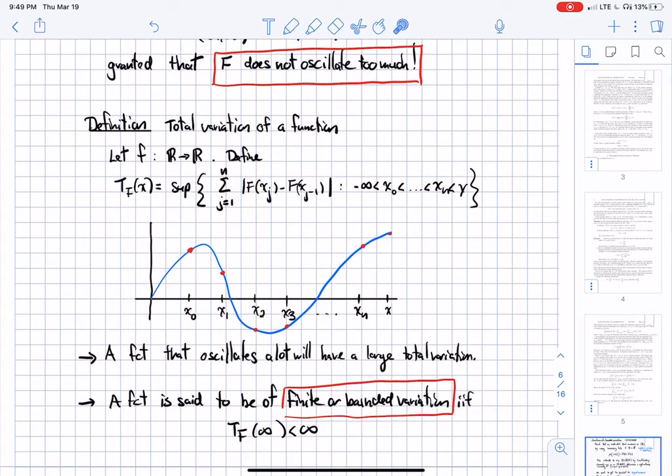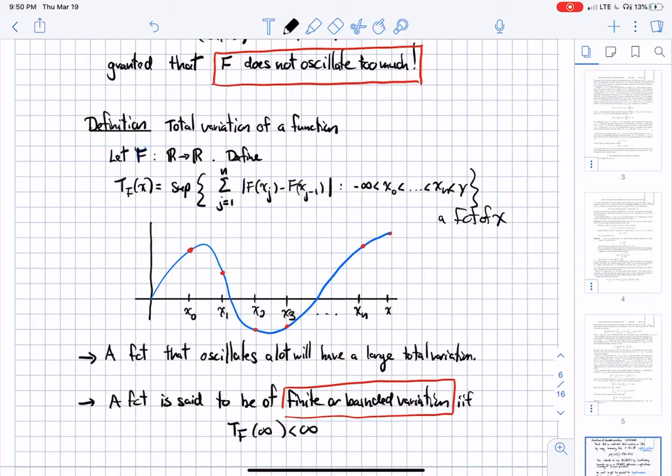So what do we mean by a function that does not oscillate too much? For this, we need the notion of total variation of a function. It's very close to the notion of total variation of a measure; actually, the total variation of a measure is a generalization of that. So you have a function, big F, and we look at points from minus infinity to x. That's the total variation up to x, which gives us a function of x.